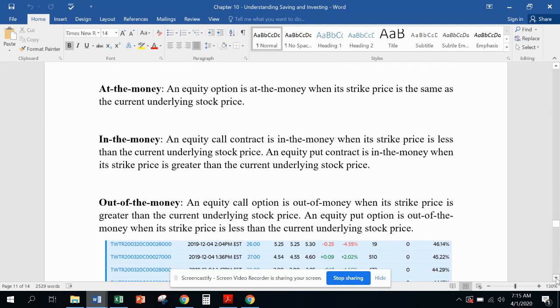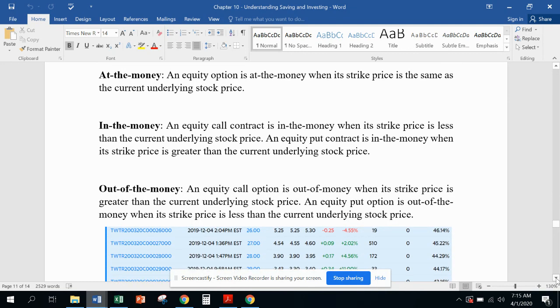Now, in the money is going to be different depending on whether I'm looking at a call or a put. If we're talking about the same 255 call on Apple, if Apple trades up to 280, the market price is above the strike price. So I can buy it at 255 and sell it in the open market at a much higher price of 280. I buy at 255, sell at 280, and I make my profit right there.